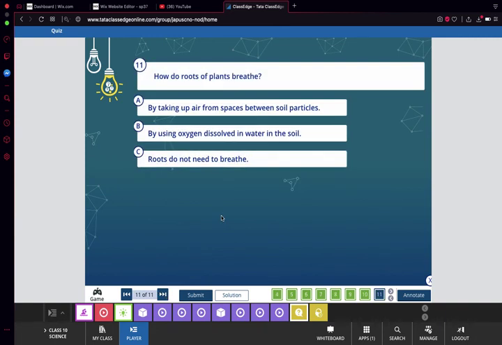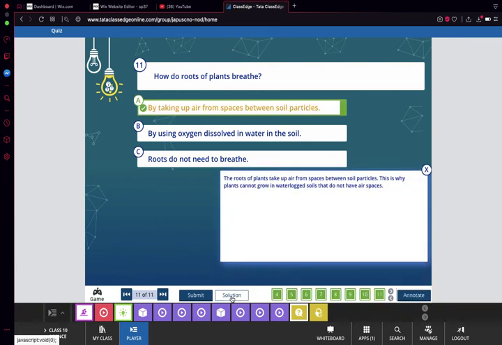Now come to the question: how do roots of plants breathe? Yes, try to recall. In one of the videos we have already shared that. Yes, the solution is by taking up air from spaces between soil particles. The roots of plants take up air from spaces between soil particles. This is why plants cannot grow in waterlogged soils that do not have air spaces.